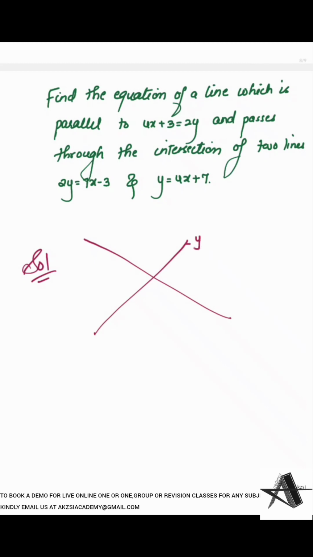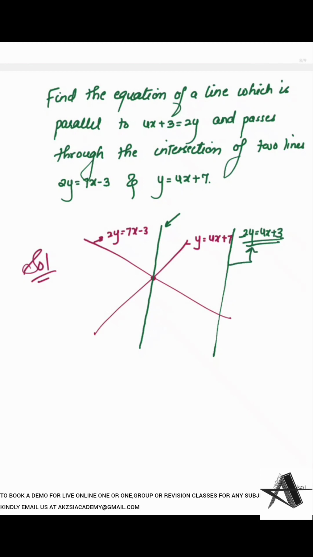This line is y equals 4x plus 7, and this line is 2y equals 7x minus 3. So we have to find the equation of a line which is parallel to this one and passes through the intersection. This line should pass through the intersection of these two. Maybe this line is this one. We want to calculate the equation of this line, and it is parallel to 2y equals 4x plus 3.